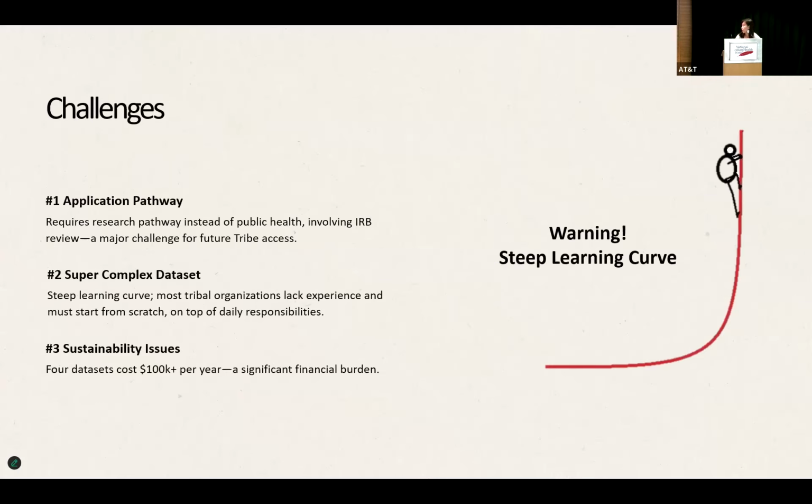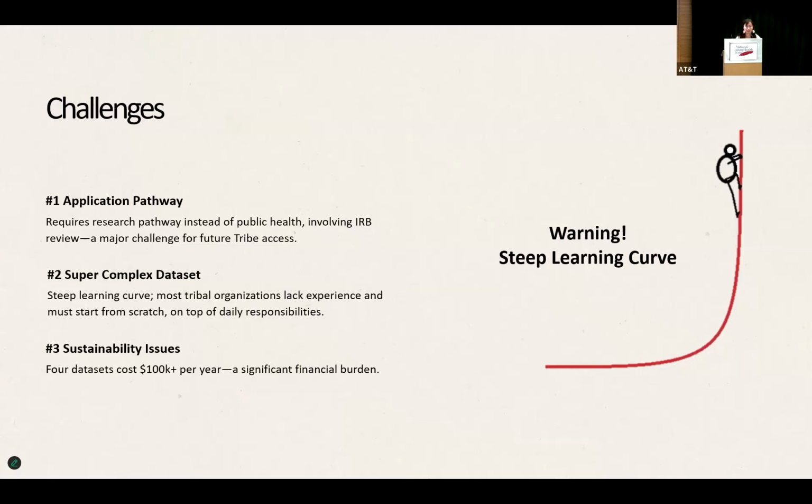Challenges, we already talked about the lack of application pathway for tribes and tribal organizations. And the second challenge, as Ming mentioned, the data set is super complex. It's highly complex, hundreds of elements, many tables. On top of that, the history of policy changes also adds another layer of complexity. If you don't know well about the policy changes regarding the CMS data, you might find yourself very confused looking at the data.